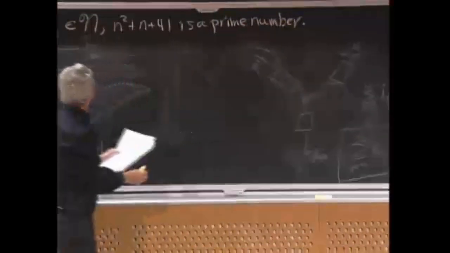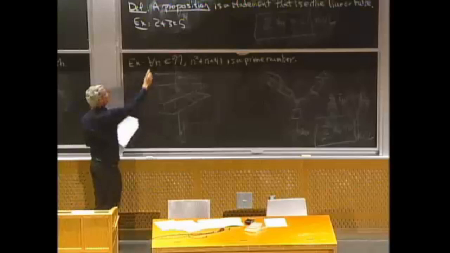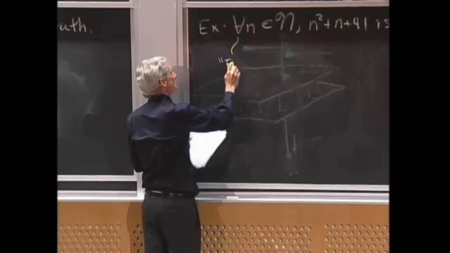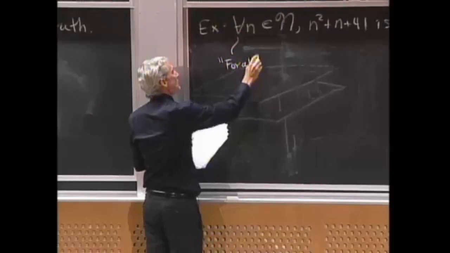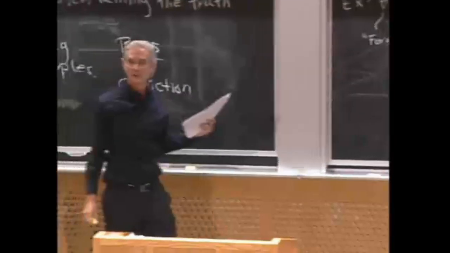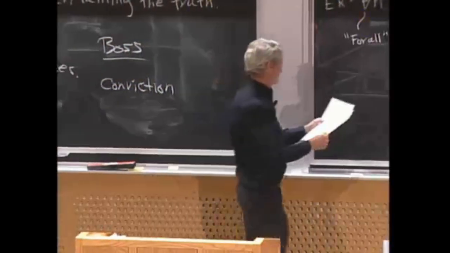All right, now I've used some notation here. The upside down A is the for all symbol. How many people have not seen that symbol before? All right, a bunch of you. Yeah, you're going to see a bunch of symbols here first week.